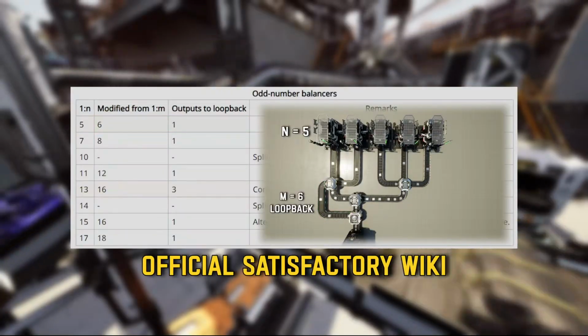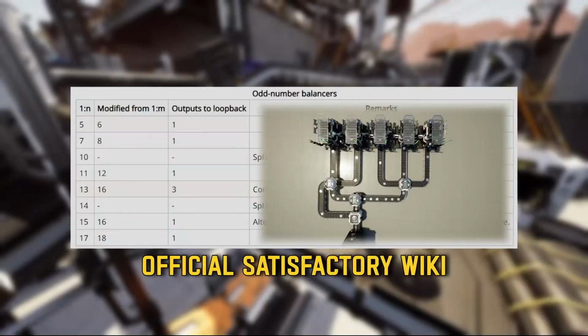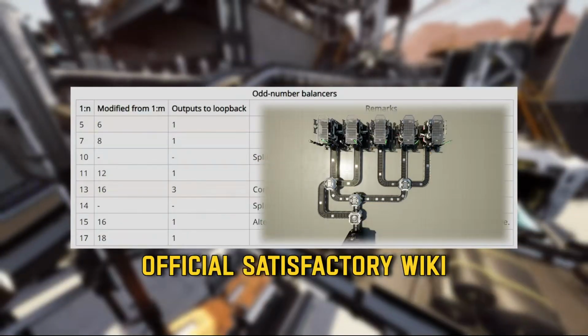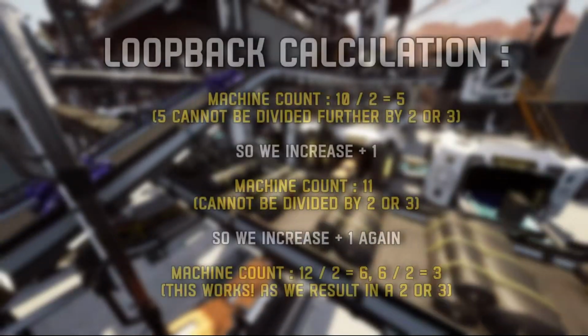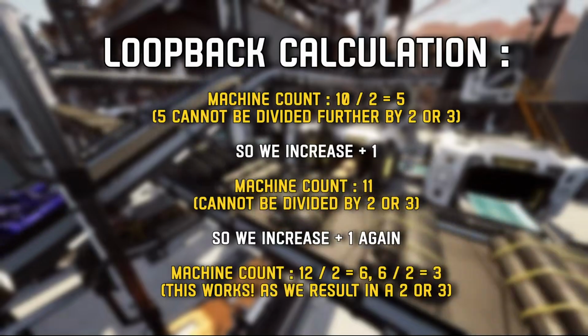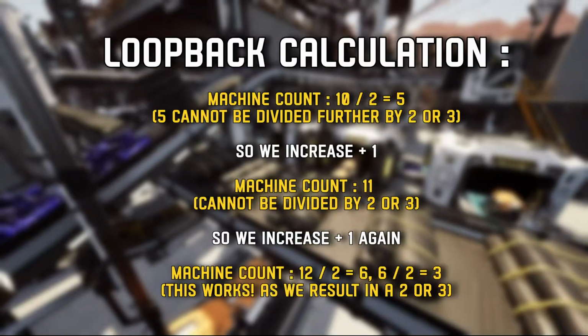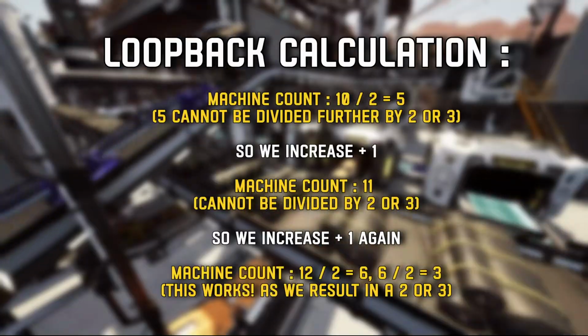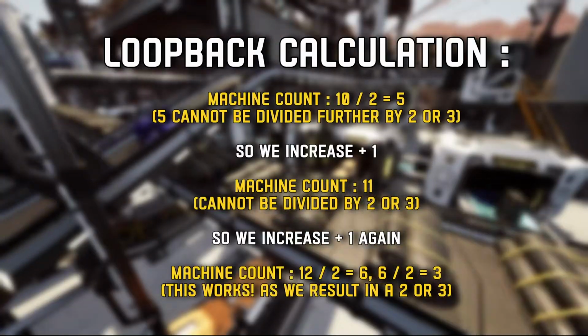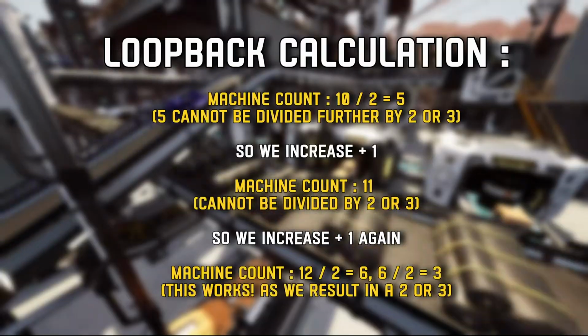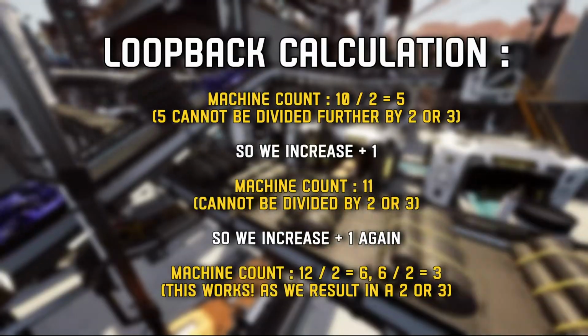That's easy enough, right? Let's take a look at it in a little bit more detail and a little bit more of the math side. Again, this is really easy stuff. Let's say we have 10 machines. Well, 10 divided by 2 is 5. We can't divide that any further, so let's increase it by 1. 11. Still can't divide it by 2 or 3, so let's increase it by 1 again. 12. Now we can divide it by 2 or 3, as we saw in the very first example.